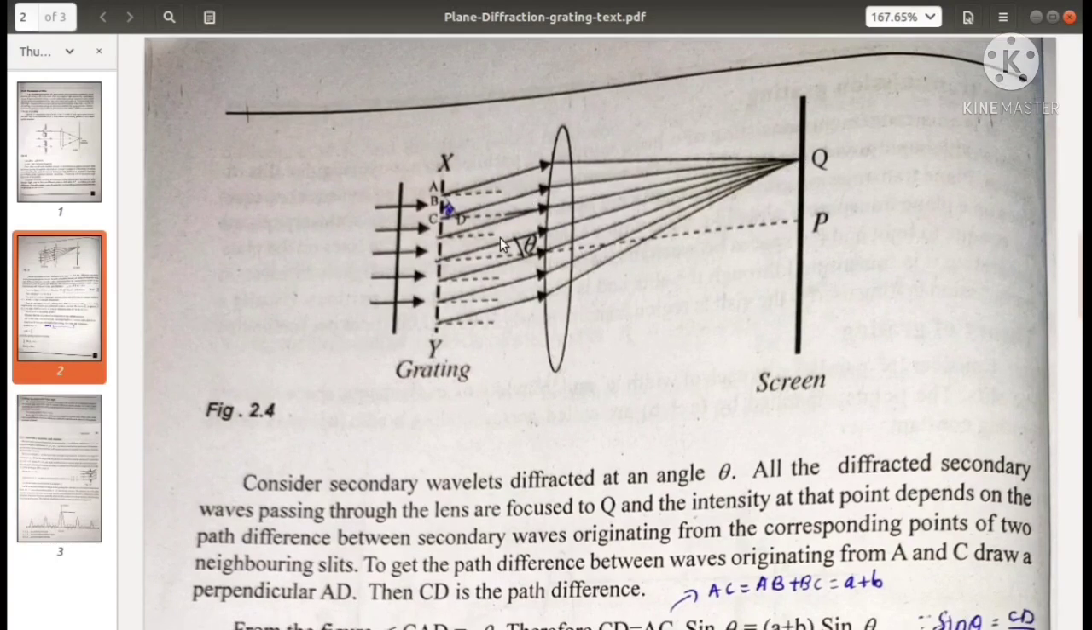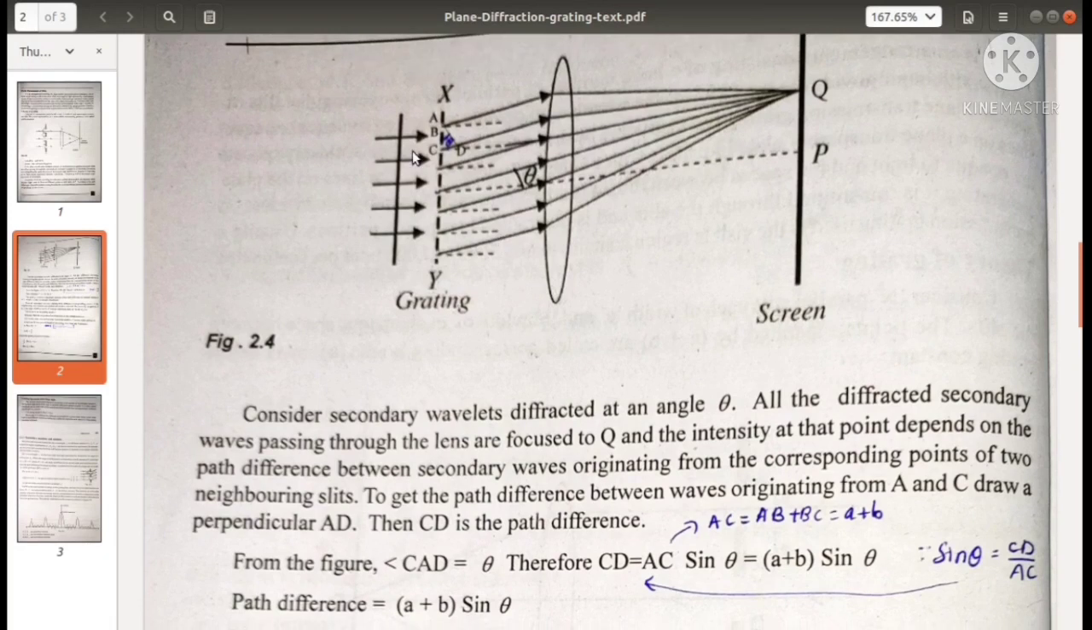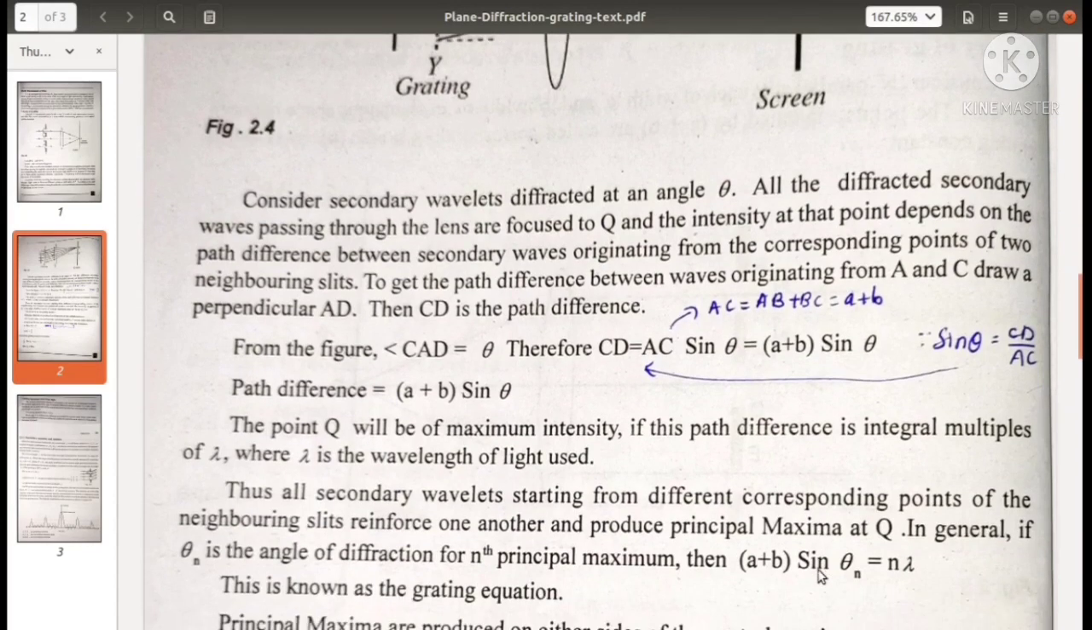So we have to find out the path difference as in the previous classes. So CD, from this angle CAD, sin theta is equal to CD by AC, that is opposite side by hypotenuse. From this, CD is equal to AC sin theta, where AC is AB plus BC, where AB is a and BC is b. So we will get the path difference as (a plus b) sin theta.